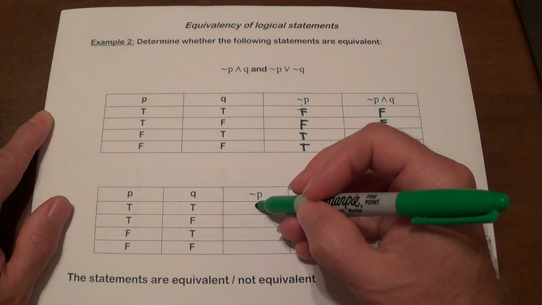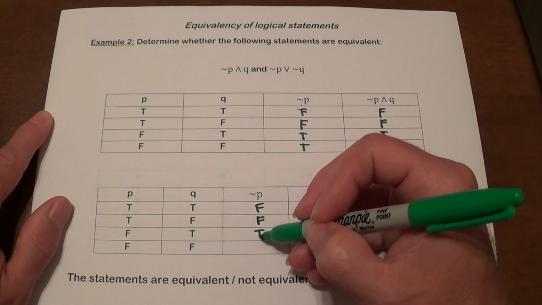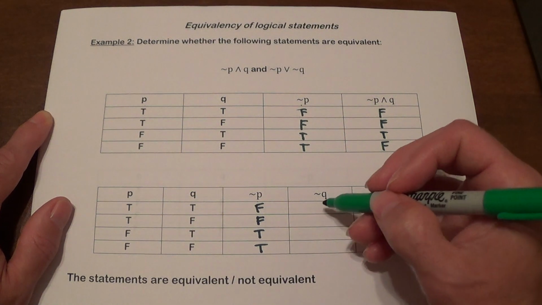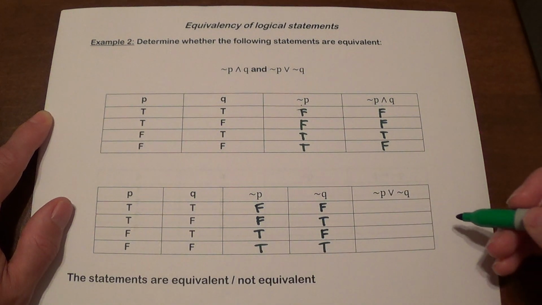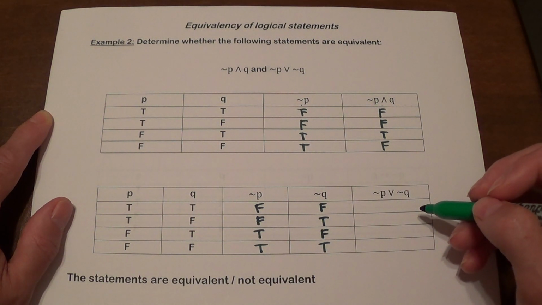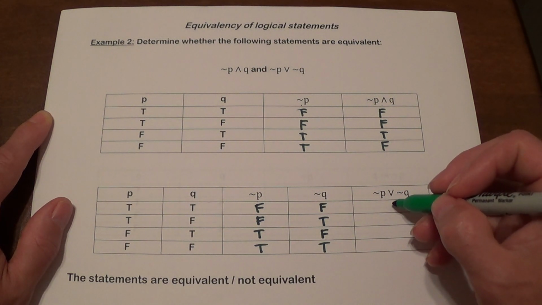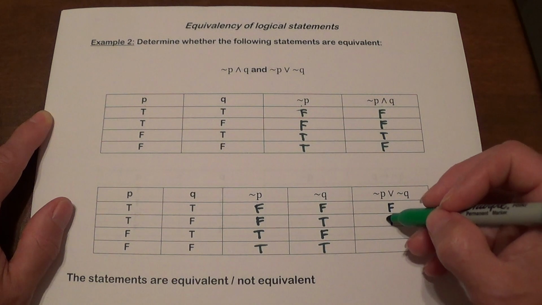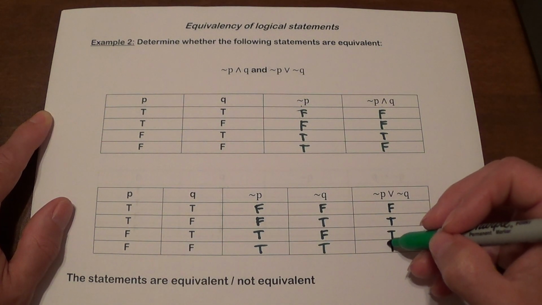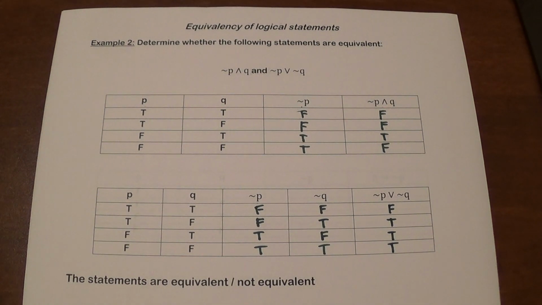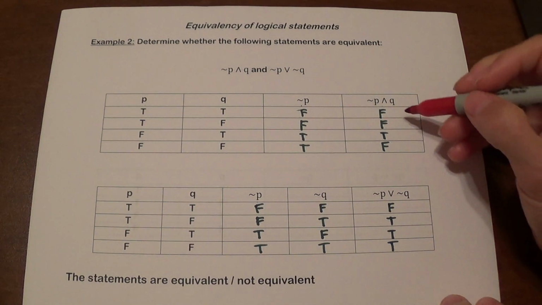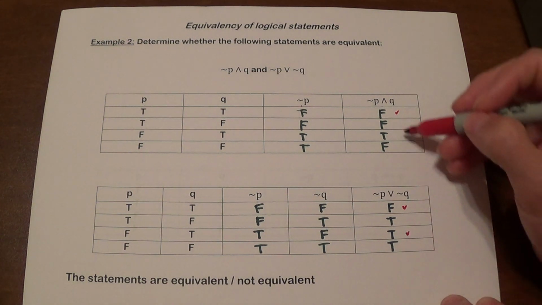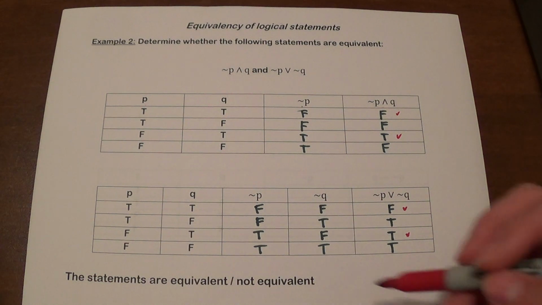Not P is false, false, true, true. Not Q will be false, true, false, true. Not P or not Q will be false, true, true, true. So we see that they are not matched precisely. This matches and this matches, but the other ones don't. So these are not equivalent.